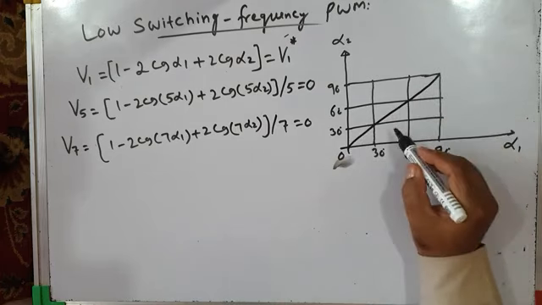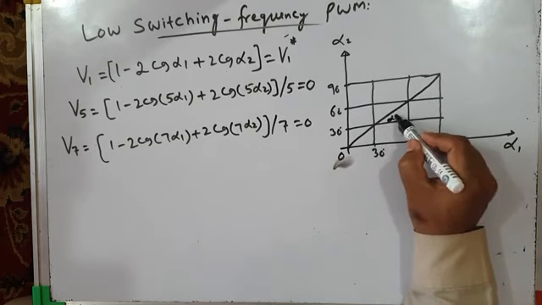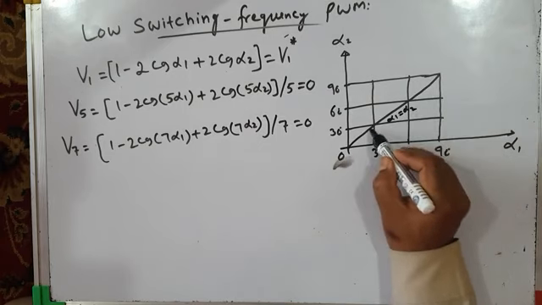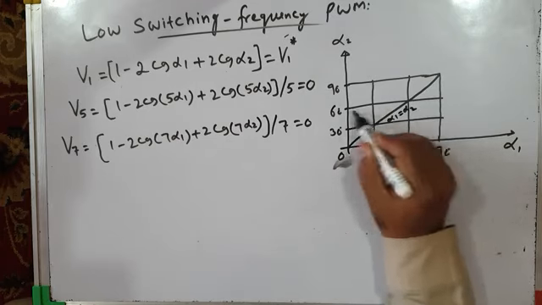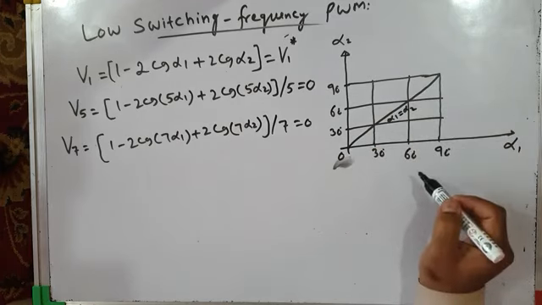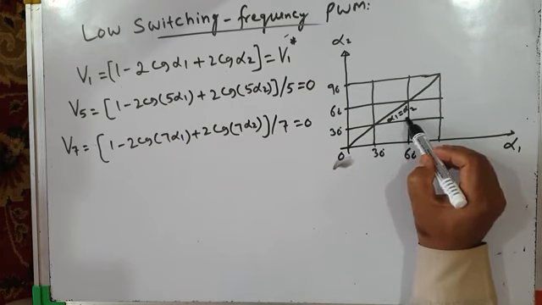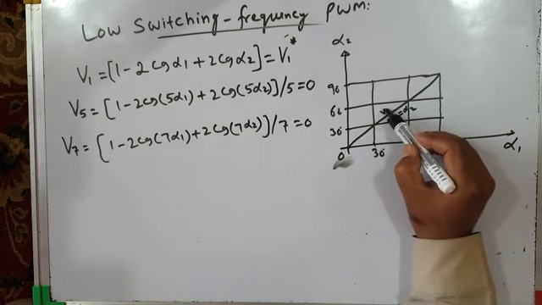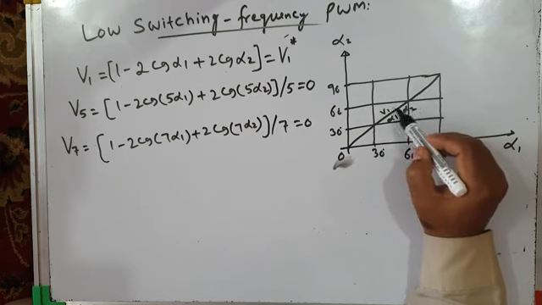We have a straight line. Along this line, you can see alpha 1 is equal to alpha 2, because here alpha 1 is 30 degrees, alpha 2 is 30 degrees, 60, 60, 90, 90, and so on. This is a straight line which represents the condition alpha 1 equal to alpha 2. And it represents the square wave mode of operation of the inverter, we already know.